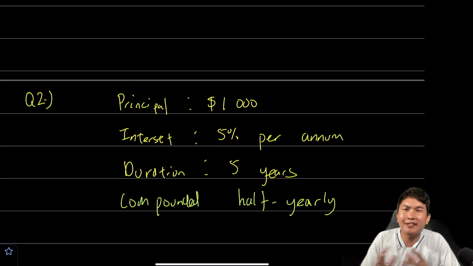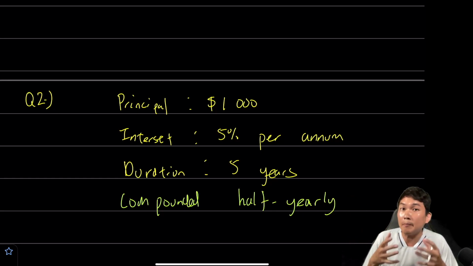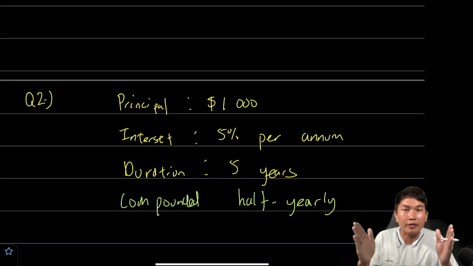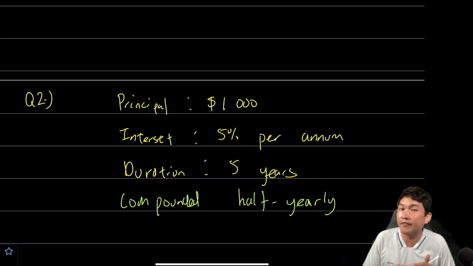Question 2 looks exactly the same as question 1, but with a small twist, and that is the compounding period is half yearly. First of all, the interest rate provided here is 5% per year. But the compounding period is not per year, it's actually half a year. So the first thing we need to do is take our interest rate and cut it in half. 5% per year means 2.5% every half year.